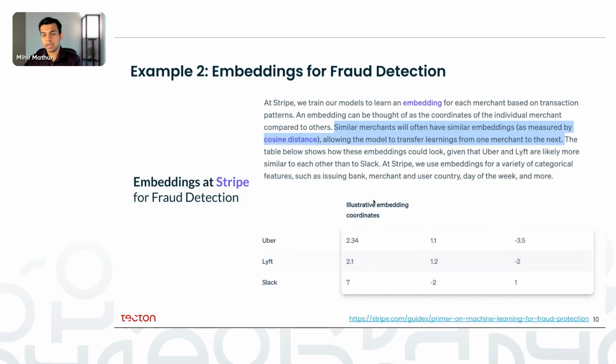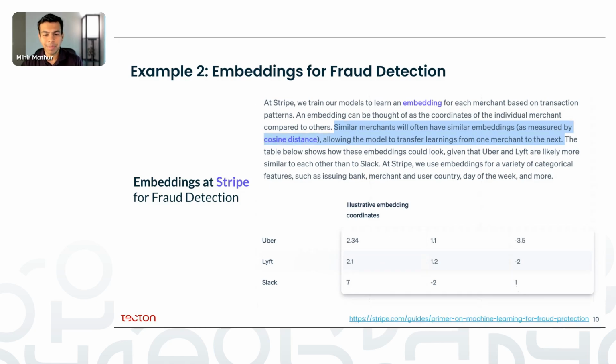Another use case which is very critical is fraud detection for Stripe. Stripe is in the payment space. One of their biggest challenges is detecting fraudulent payments, both on the consumer side as well as on the merchant side. From this blog post written a couple of years ago, they talk about how they use merchant embeddings to look at the similarities and differences between different merchants. In this example, they illustrate the embedding coordinates of 3 different merchants on Stripe, Uber, Lyft, and Slack. You can see Uber and Lyft's coordinates are similar, whereas Slack's is different.